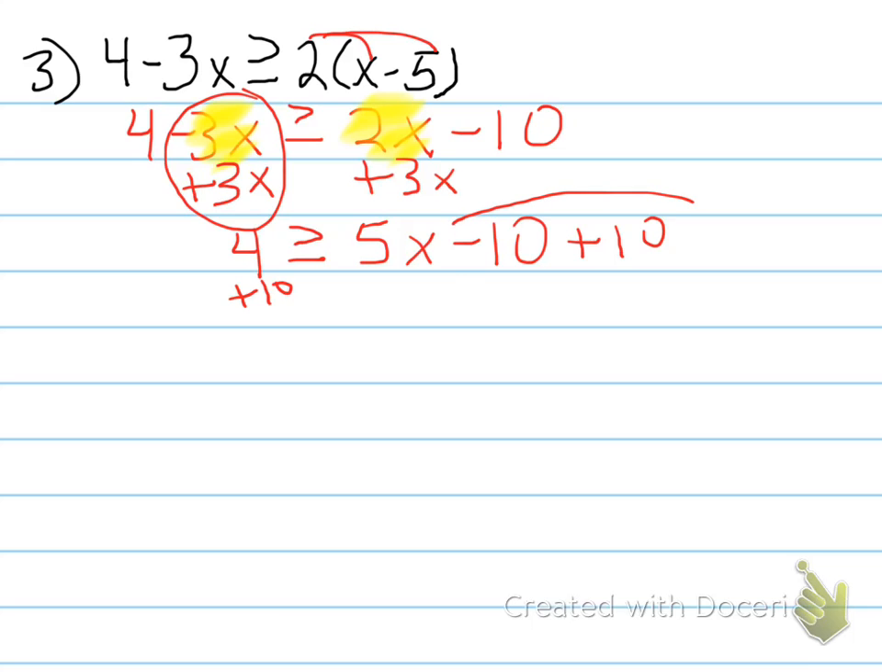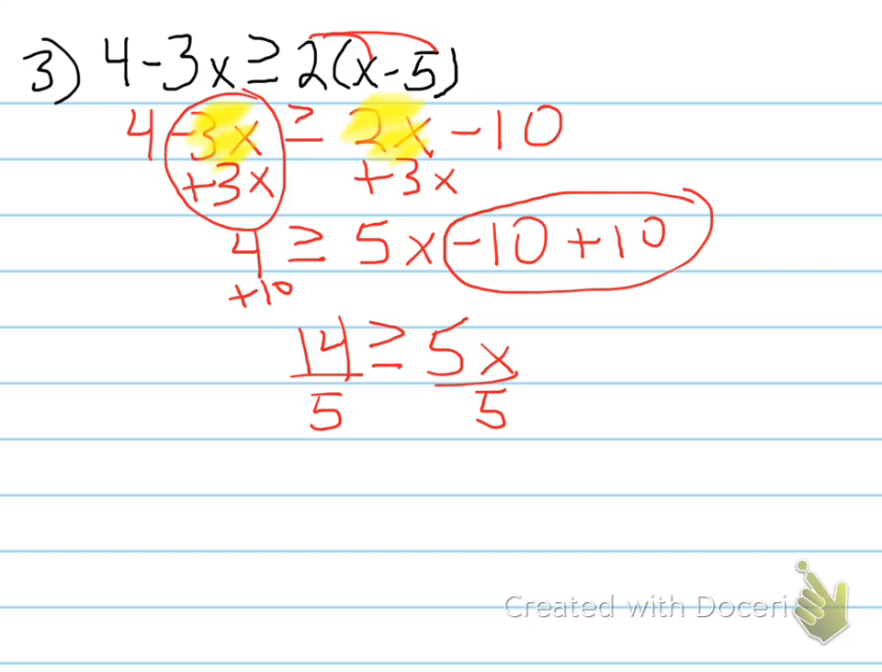This makes 0. So I'm left on the right side with 5x. Copy down my inequality. 10 and 4 is 14. I want to know what 1x is, not 5x. All right, undo that multiplication with division, or multiply by the reciprocal. This makes 1x, which is what I want.